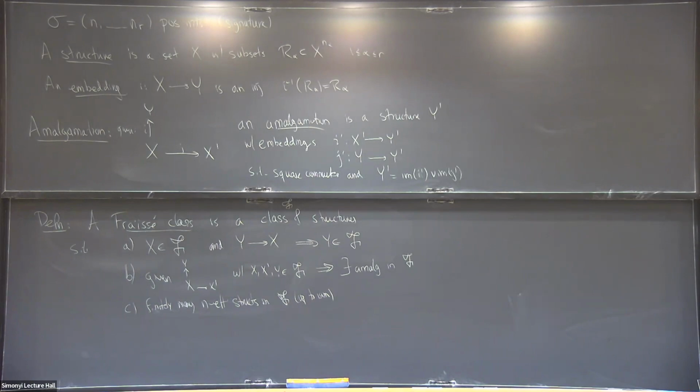Okay, any questions? Where does the name come from? A guy named Roland Fraïssé, maybe. He did this important construction, which I'll tell you about, called the Fraïssé limit. There's a way to take a limit. I think it was around the 1950s.